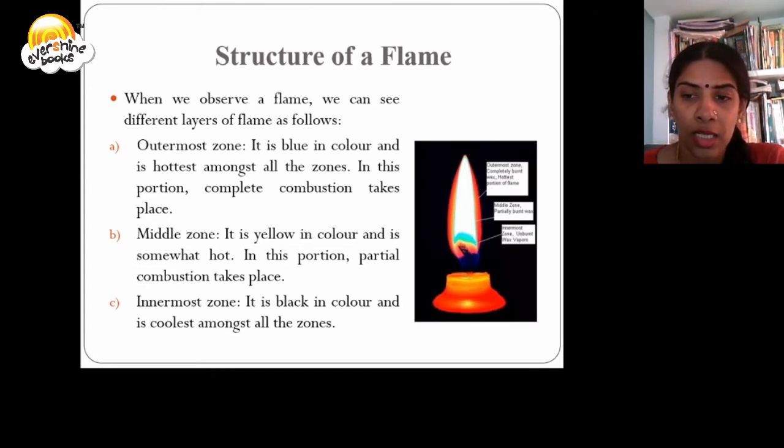The last is the innermost zone. It is black in color and we can say it is the coolest among all zones because unburnt wax vapors are present in it. In the middle zone, partially burnt wax is there, so it would be somewhat hotter. But the outermost zone is blue in color and is said to be the hottest.